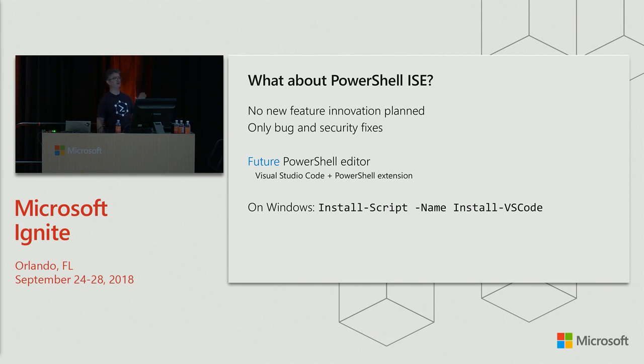You can easily install Visual Studio Code together with the extension just by downloading, installing, and then running the Install-VSCode script from the PowerShell Gallery. Do we have someone in the room that never tried the PowerShell Gallery? Good. This is what I expected. No hands. That's awesome.